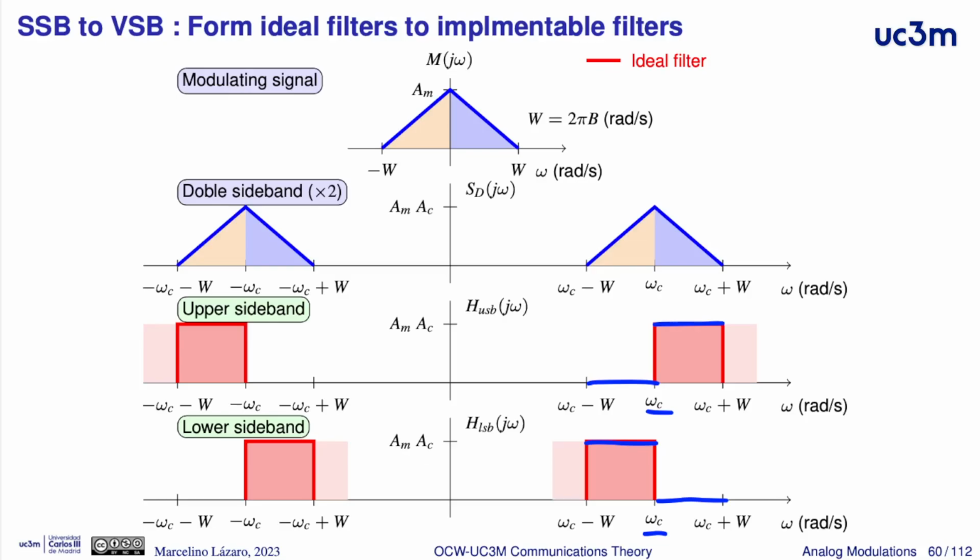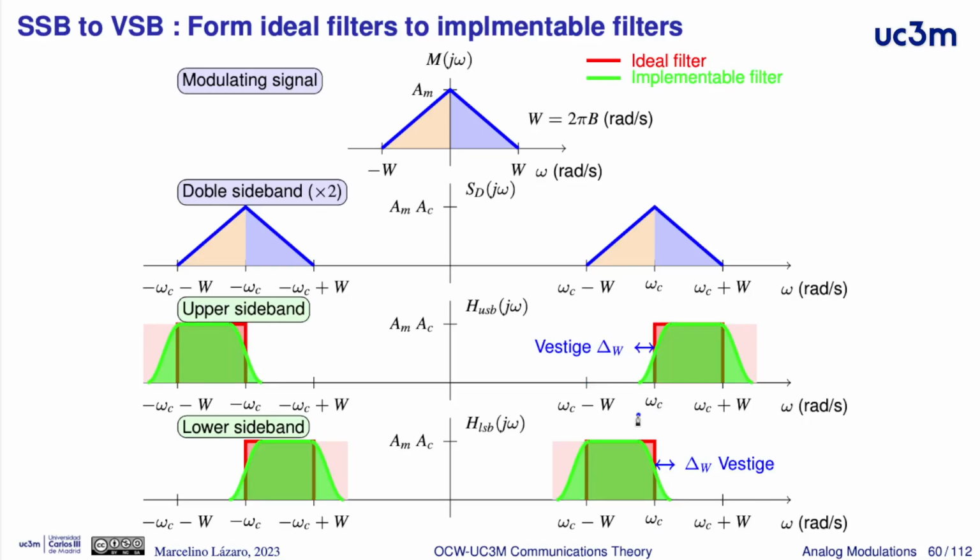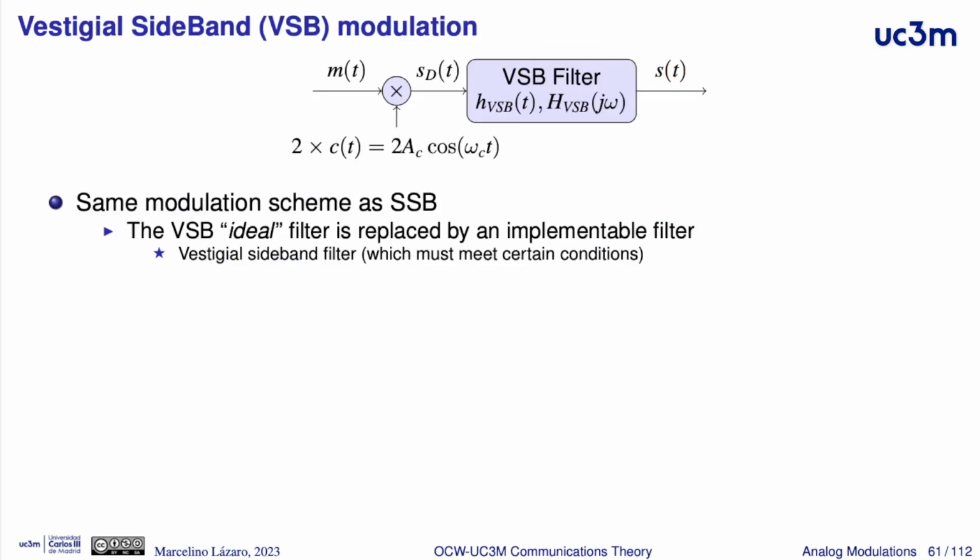In a vestigial sideband modulation, these ideal filters will be replaced by implementable filters, filters with a smooth transition about omega c from 0 to 1 or from 1 to 0 around this carrier frequency. Therefore, in the transmission generation scheme based on direct filtering, just ideal filters will be replaced by implementable filters. And now we are going to analyze the conditions that these implementable filters must satisfy to work appropriately.